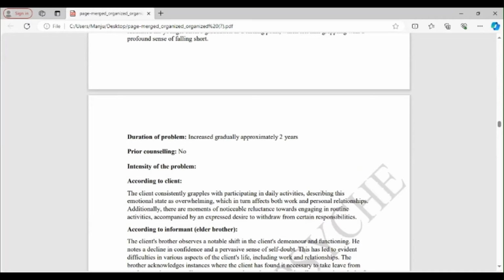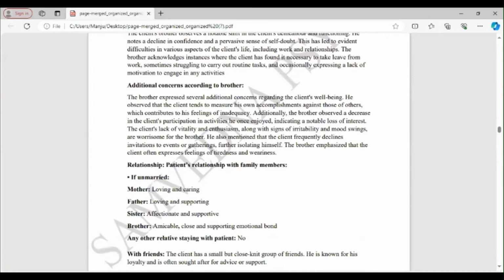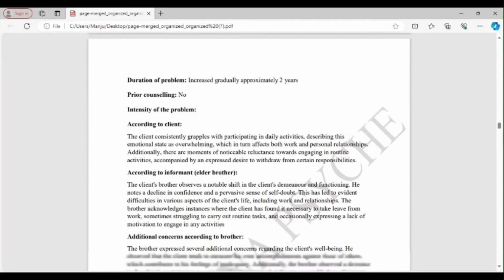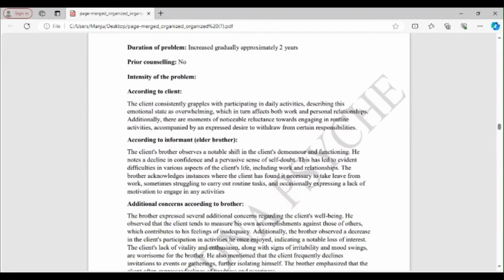Prior counseling not taken. Intensity of the problem, according to the client, he consistently grapples with participating in daily activities, describing his emotional state as overwhelming, which in turn affects both work and personal relations. There are moments of noticeable reluctance towards engaging in routine activities, accompanied by an expressed desire to withdraw from certain responsibilities. According to the informant, here the informant was the elder brother of the client.